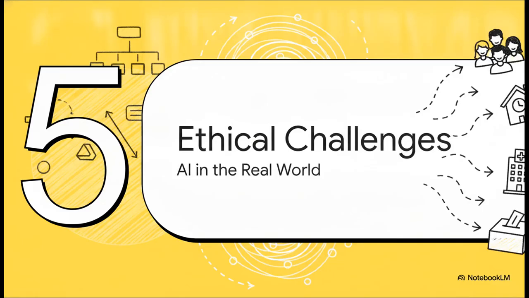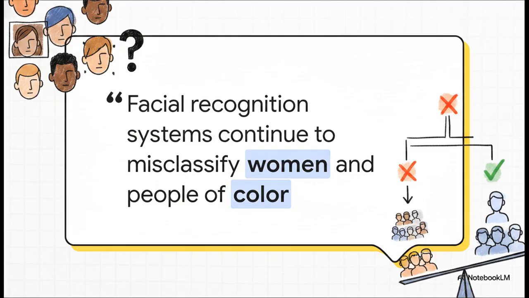Moving into Section 5, Real-World Ethical Challenges. We have to talk about this because the stakes here are incredibly high. Look at this stark statistic from our sources. Facial recognition systems continue to misclassify women and people of color at rates up to 30% higher than white men. This is the harsh, real-world reality of algorithmic bias.